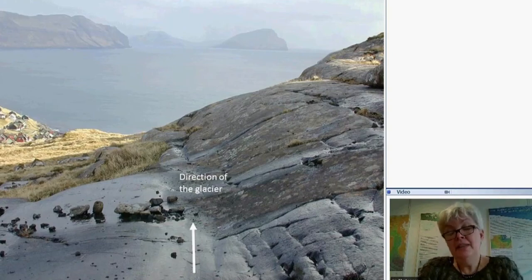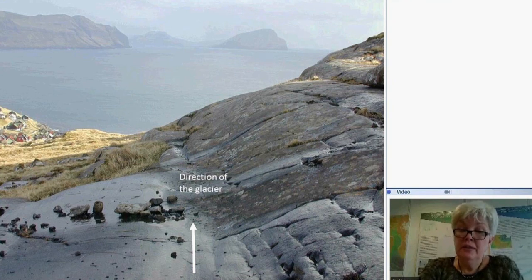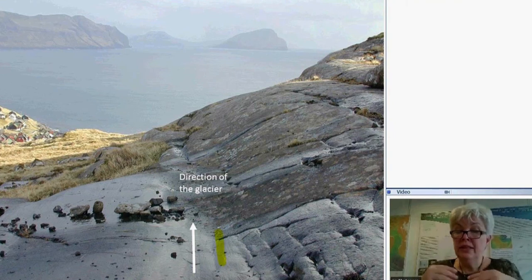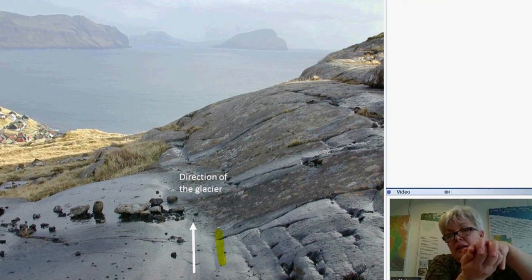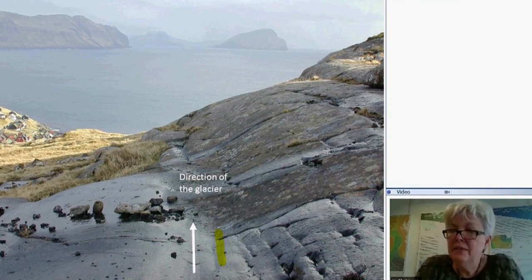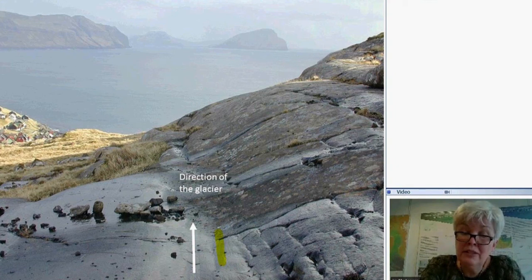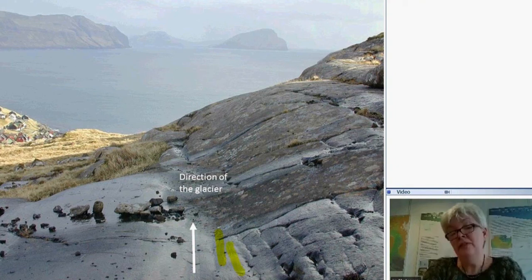We have many ways of mapping the direction of the glaciers. We see ice scoring, the scratches that the ice makes in the rock. They come because there's rock frozen underneath the glacier, and that rock grinds the rock beneath and gives these small scratches that we see in the rock.